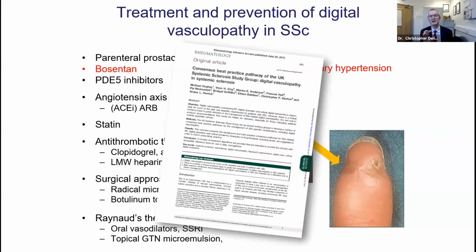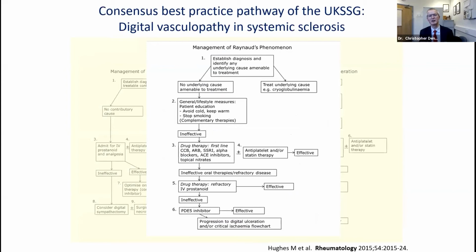And this was summarized in our best practice approach published a few years ago now, which was really published from the UK Scleroderma Study Group, the consortium of specialized centers treating scleroderma patients in the UK. And this summarizes our approach to Raynaud's in this situation. So of course, treating any associated pathologies, the standard approaches of lifestyle adjustment, avoiding cold, stopping smoking, perhaps considering complementary therapies such as vitamins and supplements.